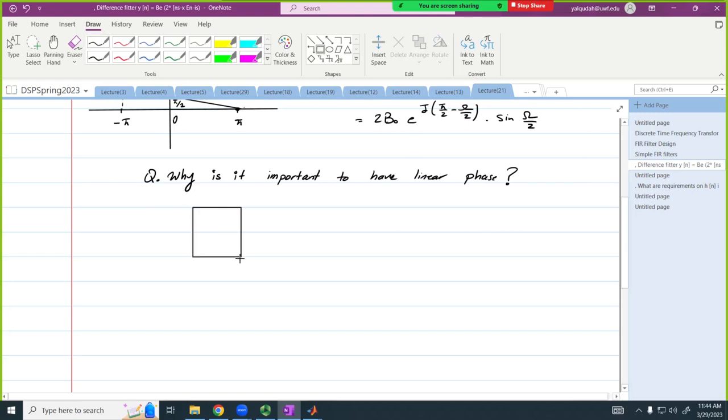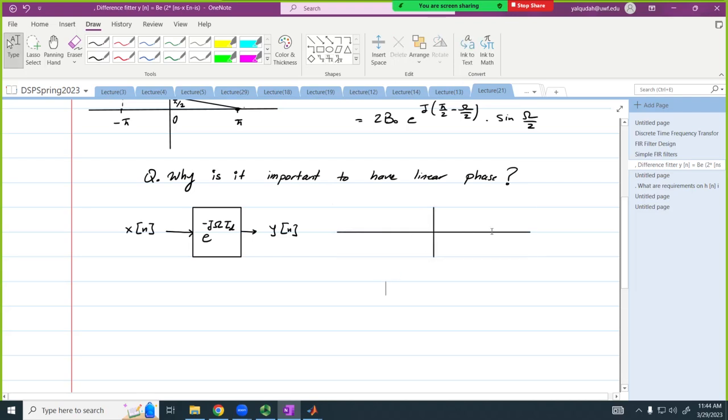So let's look at this system where we are applying x of n, and we are generating y of n. And this system has a phase that is omega multiplied by a delay. So the phase is negative omega multiplied by tau delay. And therefore, if I come here and I plot this phase, it looks something like this.